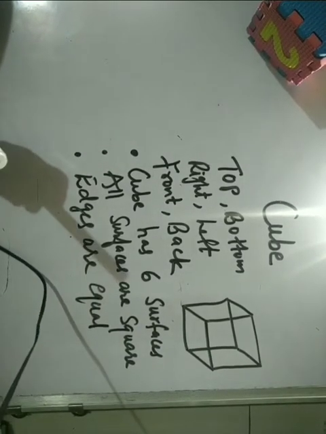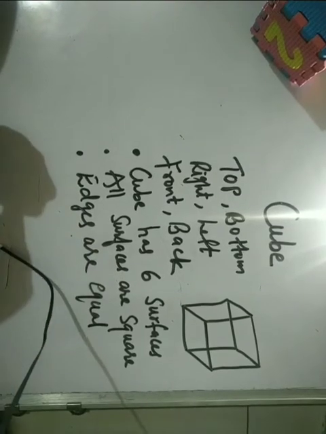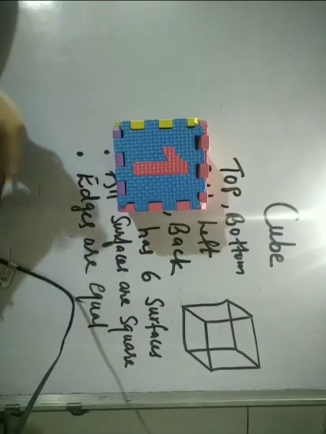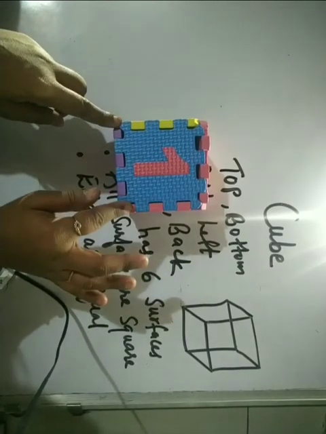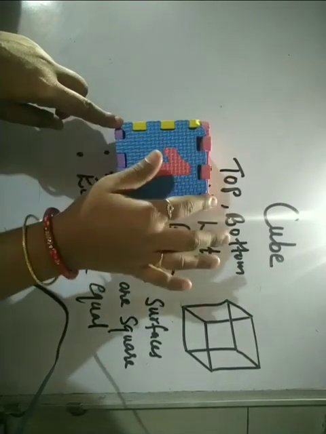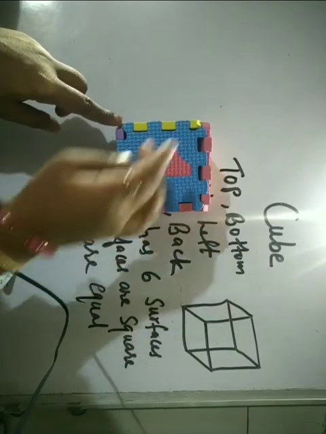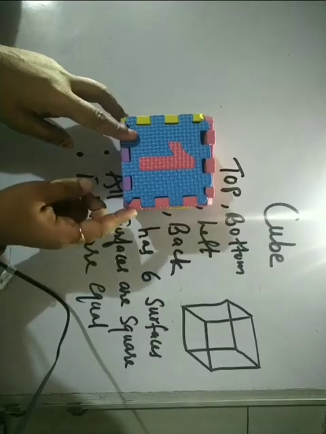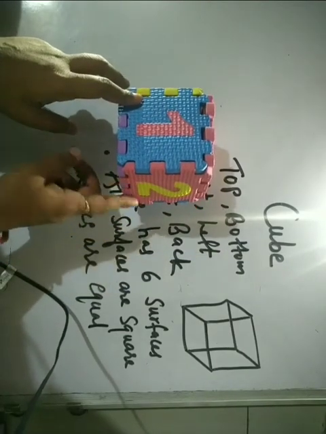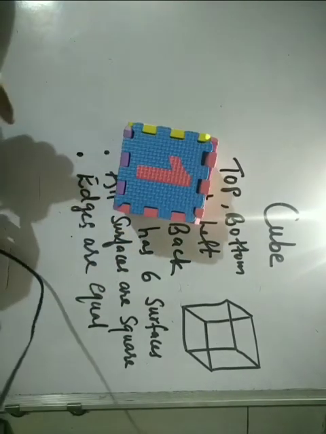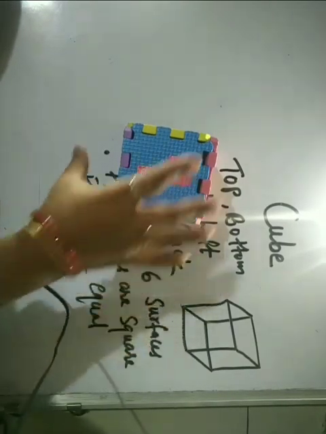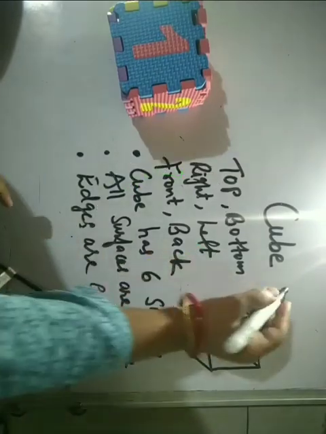It is called 3D shape. And why it is called 3D shape? Because it has 3 dimensions. If you consider this as a length, this and this is length, this and this would be breadth, and this from top to bottom, the distance between the top to bottom, this would be the height. So because it is having 3 dimensions, it is called 3D shape.